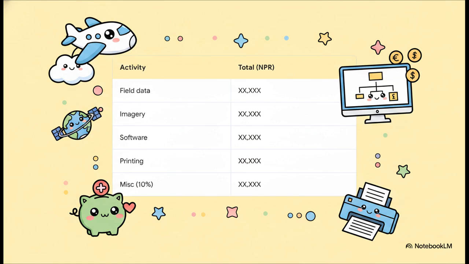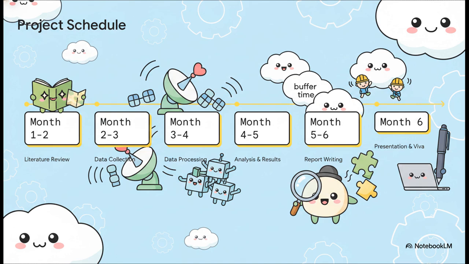Always use realistic figures in your local currency. And crucially, always include a 10% contingency fund. Because if there's one thing we know about fieldwork, it's that the unexpected is definitely going to happen. This feeds perfectly into your Chapter 5 work schedule. This needs to be a Gantt-style work breakdown structure spanning your entire 6-month project lifecycle.